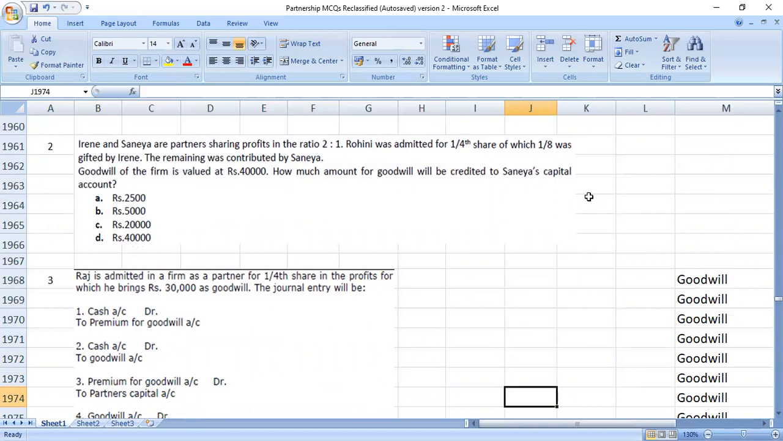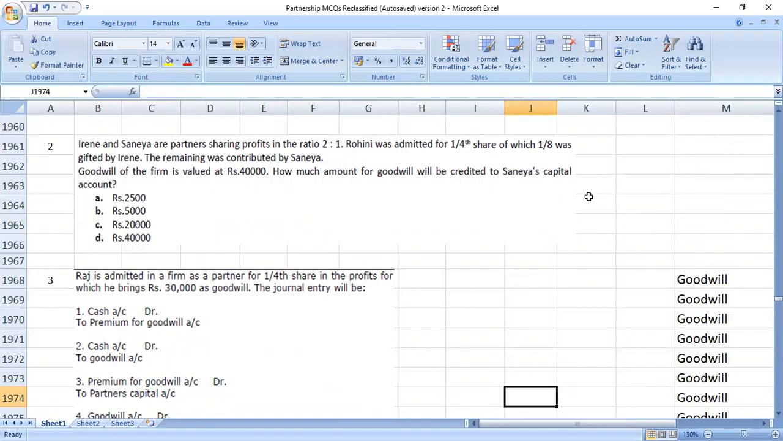Match the following. Irene and Sania were partners in a firm sharing profits 2:1. Rohini was admitted for 1/4 share, of which 1/8 was gifted by Irene. The remaining was contributed by Sania. Goodwill of the firm is valued at 40,000. How much goodwill will be credited to Sania's capital account?